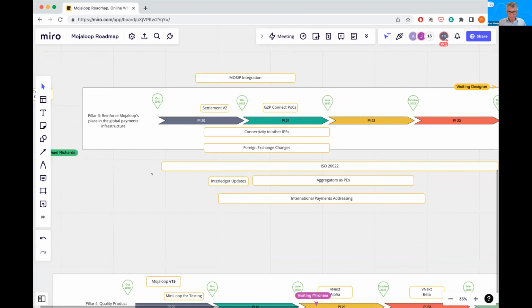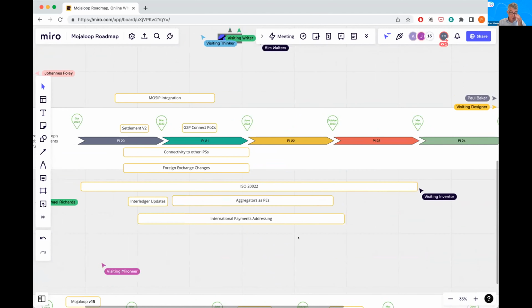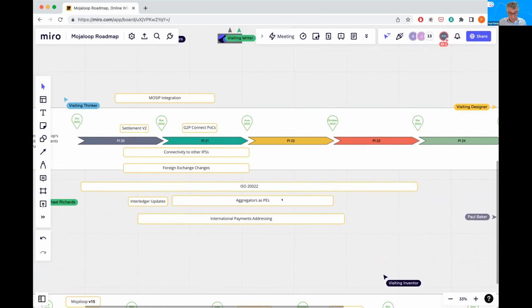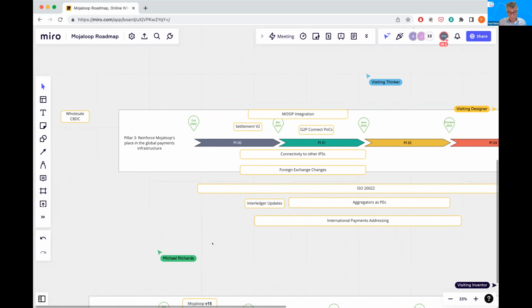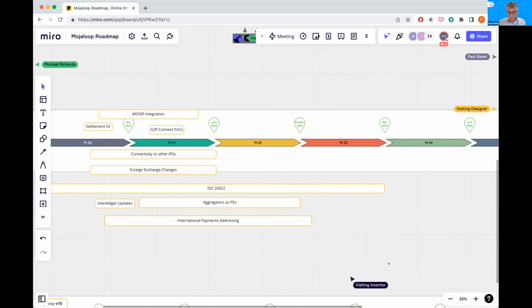Okay, pillar 3. Michael, I assume that you're responsible for extending the bars to include an implication of effort or timeline required. Somebody who's done it was aggregators as payment enablers as well. MOSIP integration is actually a lot simpler than we might think. Really? Okay, so all of the pillar 3 stuff is going to be finished by March 2024. That's really good. I'm glad to hear that.